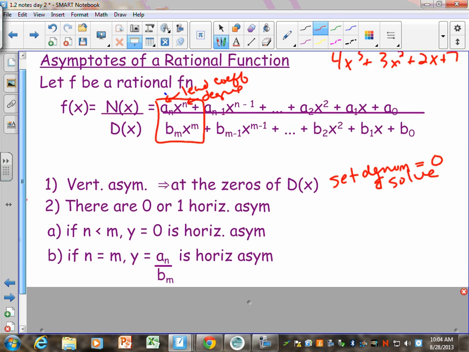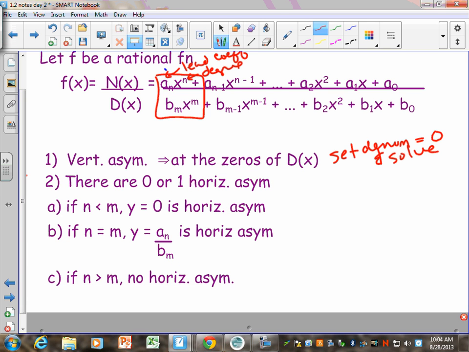And then the last option is if the numerator degree is bigger than the denominator, there is no horizontal asymptote. At some point this year, we'll remind you that there could be a slant asymptote. We'll do that, but not today. So if the numerator is smaller, it's y equals 0. If it's equal, it's the leading coefficient. And if it's greater, then there's no horizontal.